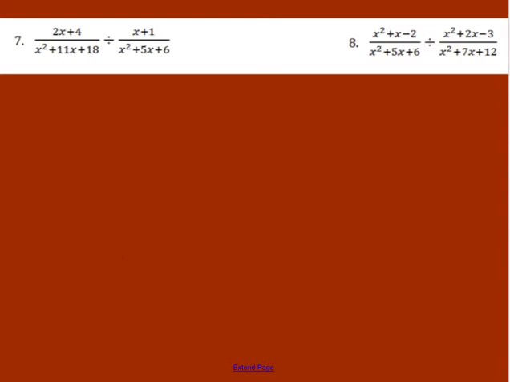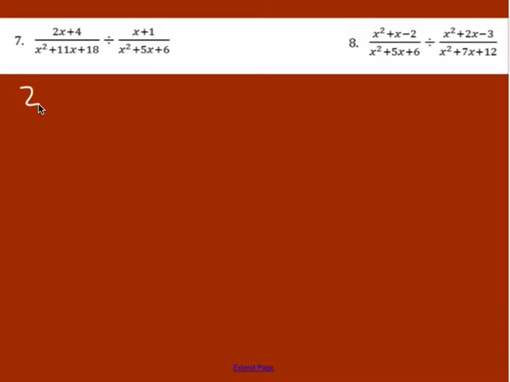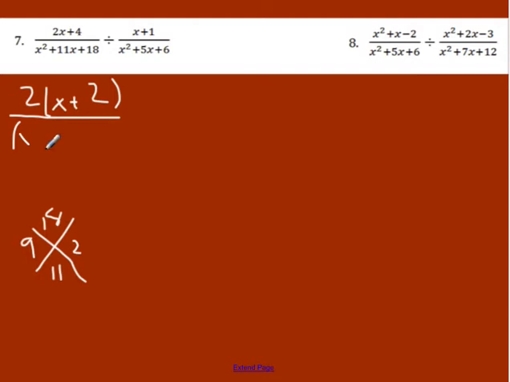For number 7, we need to do some crazy factoring here. So we're going to take a 2 out, and then we're left with x plus 2 up top. On the bottom now, we need to set up our x. So we're multiplying to 18 and adding to 11. That's going to give us, excuse me, 9 and 2. So then we have x plus 9 and x plus 2.